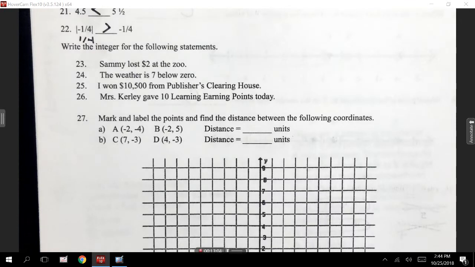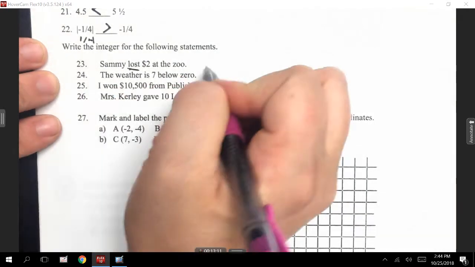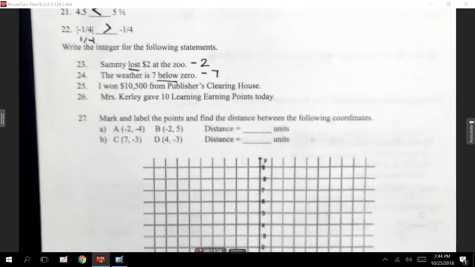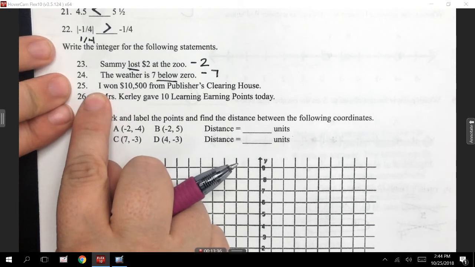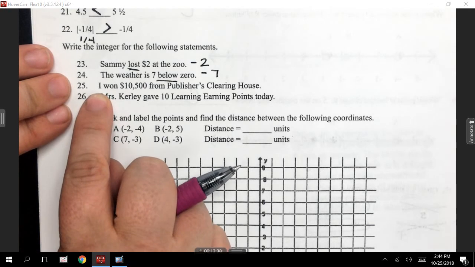Let's look at my integers here. Remember when it says write an integer, that's just a fancy way of saying write a number. So if Sammy lost $2 at the zoo, since she lost the $2, that's going to be a -2. The weather is 7 below 0. Since it's down, that's going to be -7. Am I putting any dollar symbols or degree symbols? No. It's just the number. Just the number. That's all I need to see. What about if it has a decimal? Then a decimal is a part of a number.